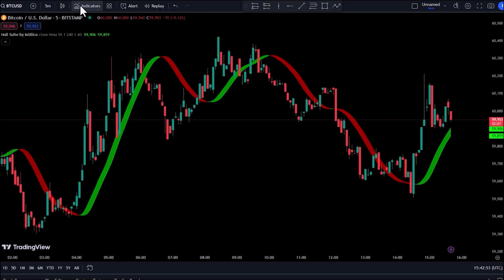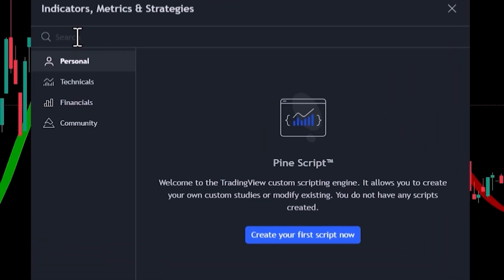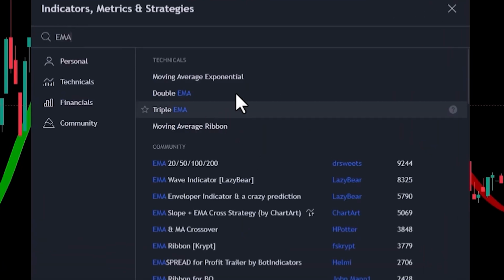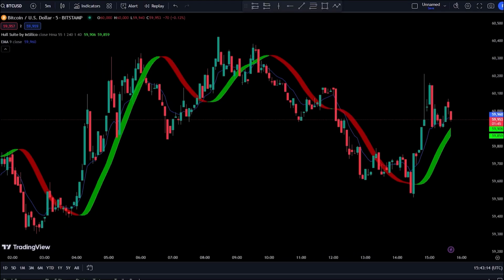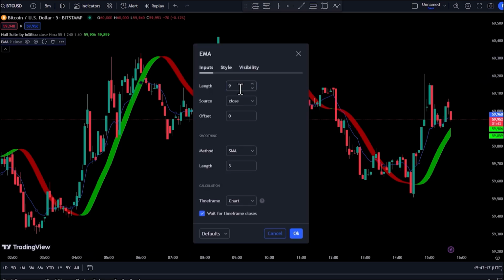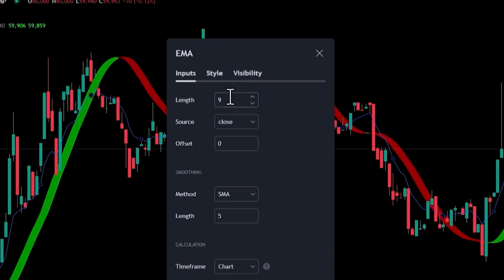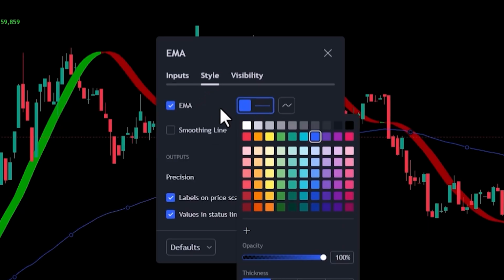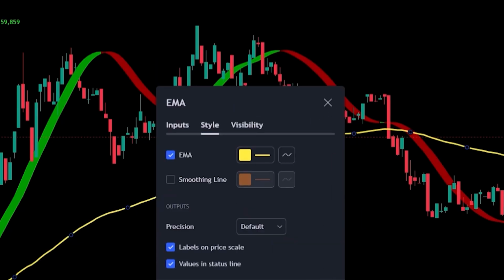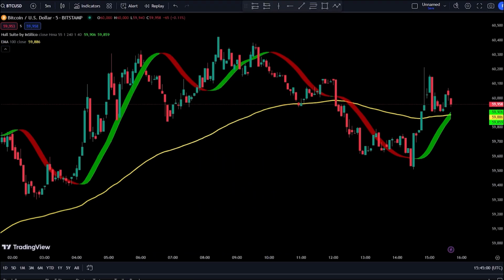As I said, we use two indicators. We go to the Indicators tab, and here we search EMA, moving average exponential. We add it to our chart, and we should make some adjustments. First of all, in the inputs, we change this length to 100, and I change the color of our EMA to yellow to be more visible, and I click on OK to confirm our change.